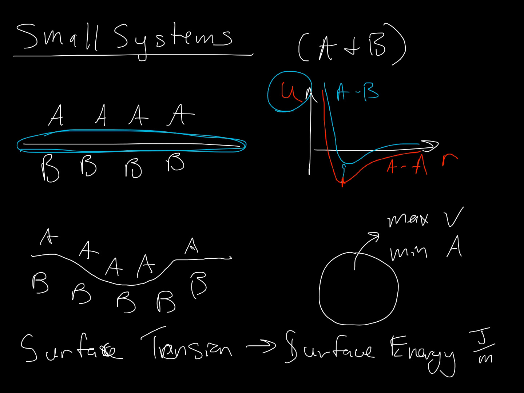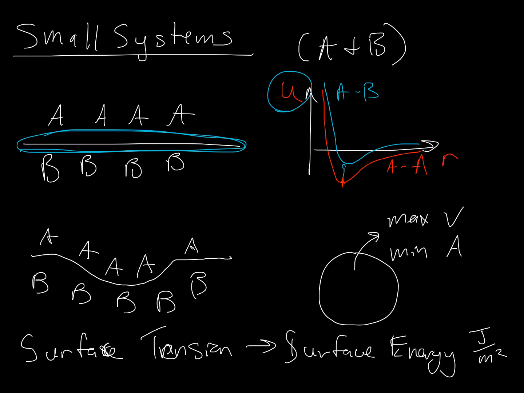Joules per square meter. Those are not the SI units of surface tension. We'll cover that in just a second. But anytime you hear surface tension, I like to think of surface energy. So when you're reducing surface tension by adding a surfactant or something else to your compound, what you're doing is softening the blow of having A and B in direct contact with one another.